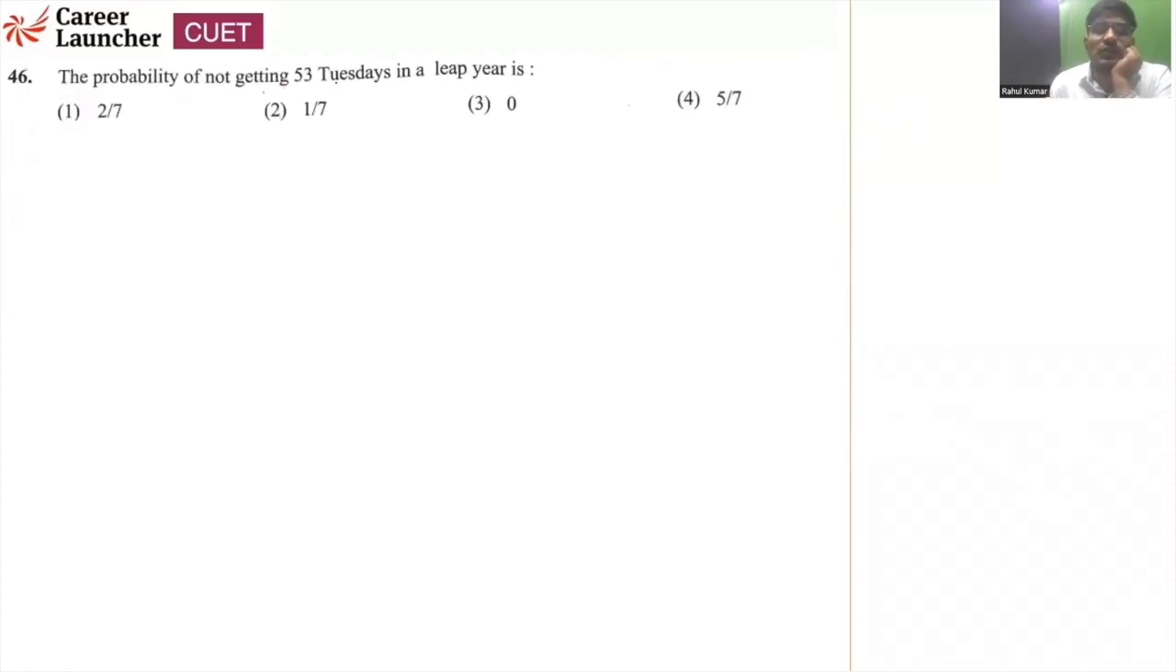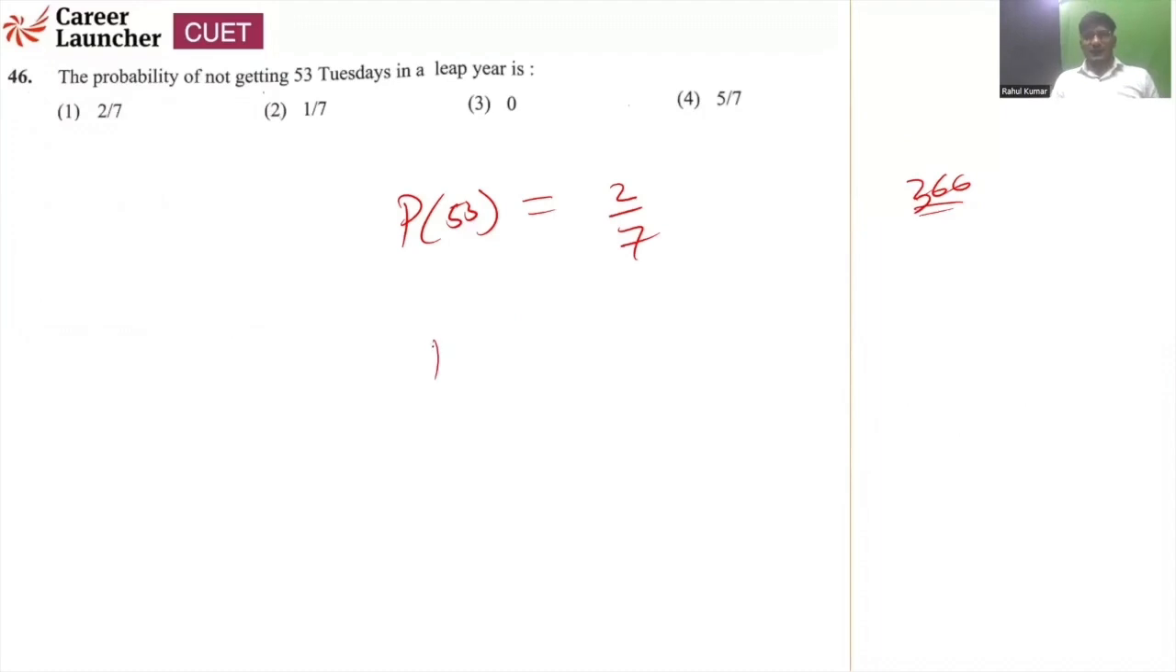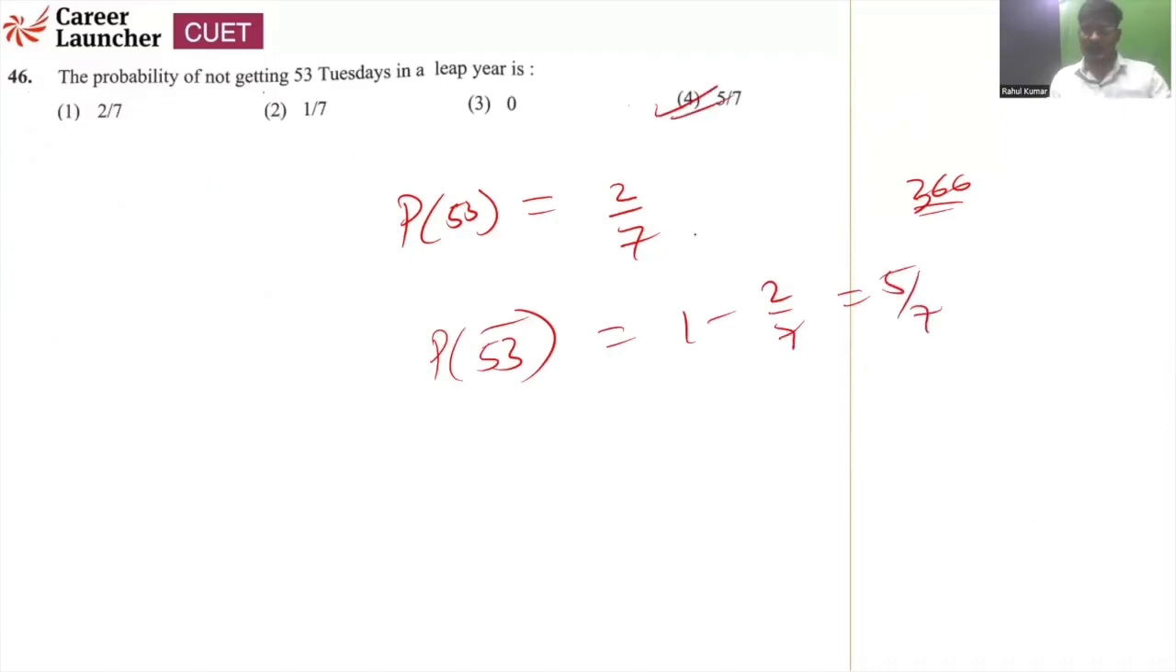Next question is the probability of not getting a Tuesday in a leap year. In a leap year, how many days do we have? We have 366 days. We have to tell that the 53rd is not a Tuesday. So what is the probability that it is a Tuesday? It is 2 by 7, when we are working on 366 days. So the probability that it is not a Tuesday is 1 minus 2 by 7, so 5 by 7 is the answer. Option D is the correct answer.